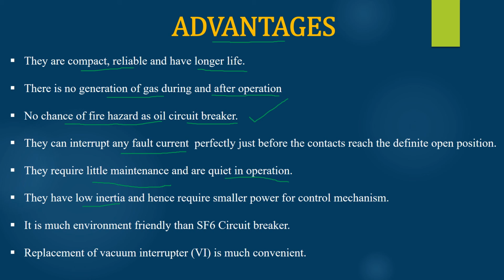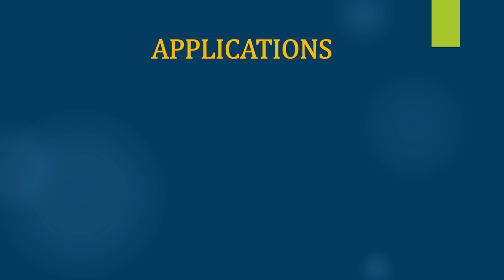They are environment friendly since we have seen in SF6 circuit breaker that SF6 gas is a greenhouse gas, and therefore many safety regulations need to be considered while implementing SF6 circuit breaker. Also, the last one, the replacement of the vacuum interrupter, is very convenient. So we can easily replace the vacuum chamber according to the conditions.